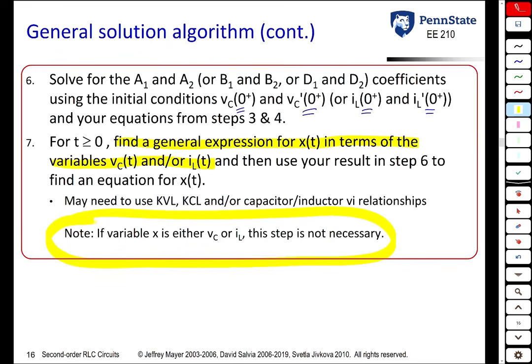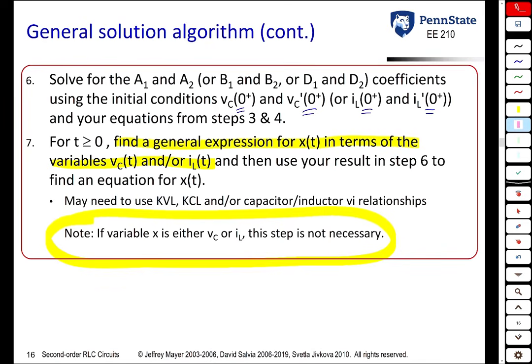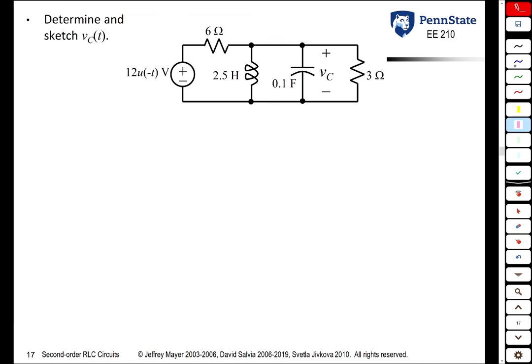So this algorithm on the surface looks much more complicated than the first order case, and it is more complicated. The simple fact that you have three cases, underdamped, overdamped, and critically damped, makes it more complicated. The fact that you have two initial conditions and two unknowns, the A1 and A2, B1 and B2, D1 and D2, makes it more complicated than the first order case. But to be quite honest, the only step that is really difficult, in my opinion, is step 5. So let's go through and do some examples, and hopefully that'll clarify this algorithm.